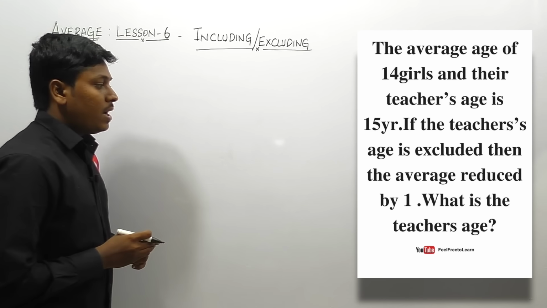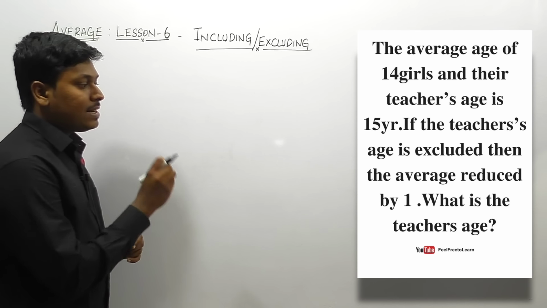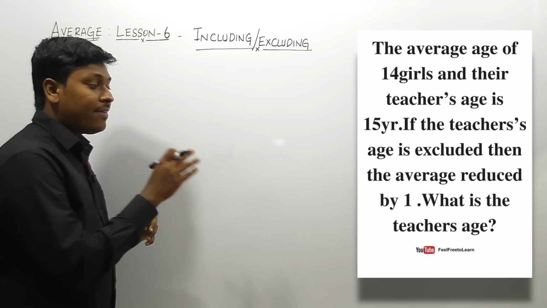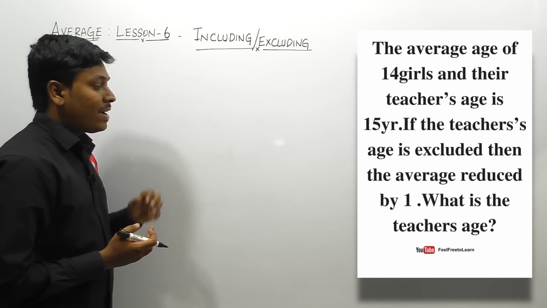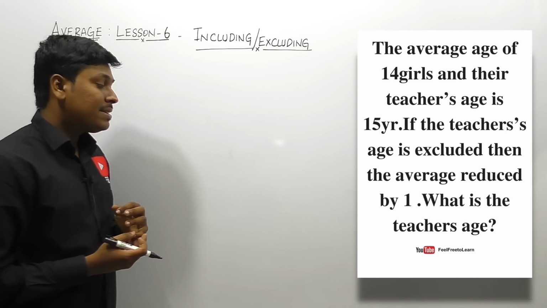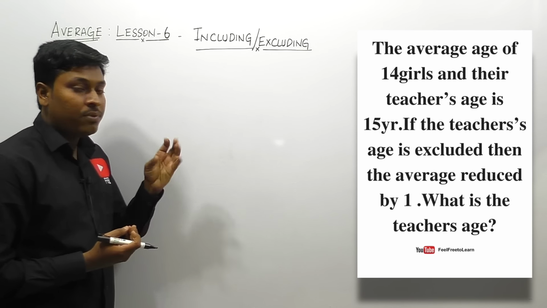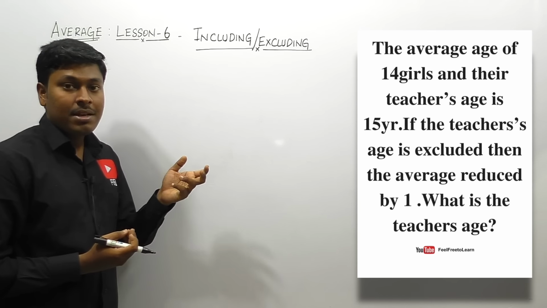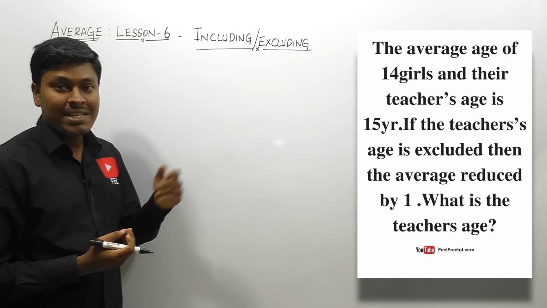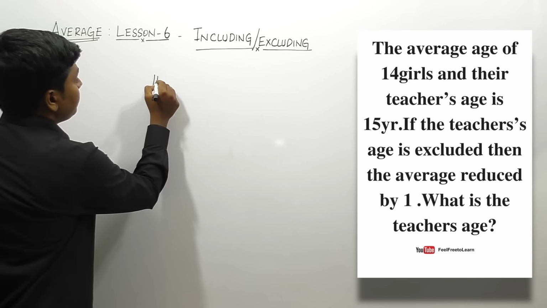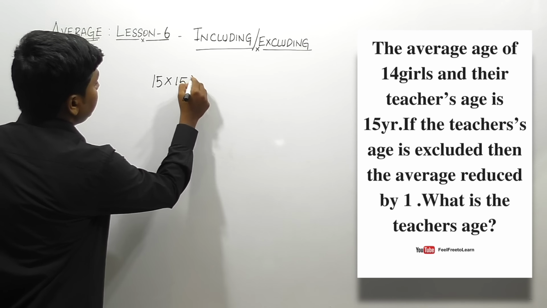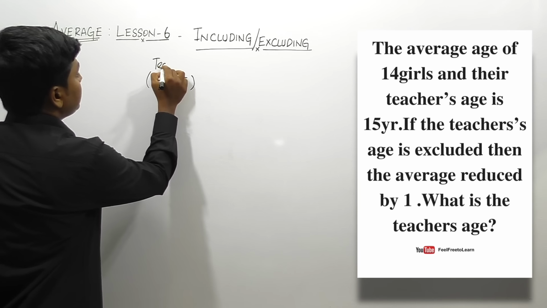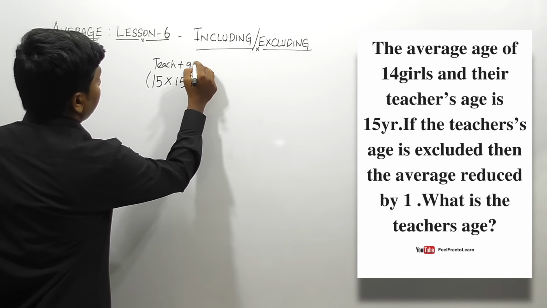Question number 2. The average age of 14 girls and the teacher is 15 years. If the teacher is excluded, then the average is reduced by 1. So find the teacher's age. Friends, listen here, first of all, the average age of 14 girls and a teacher, right? So we can say that totally there are 15 members. So 15 members and their average age will be 15. So 15 into 15, the resultant will be the total age of a teacher and the girls, right? So this will be the total age of teacher and girls.